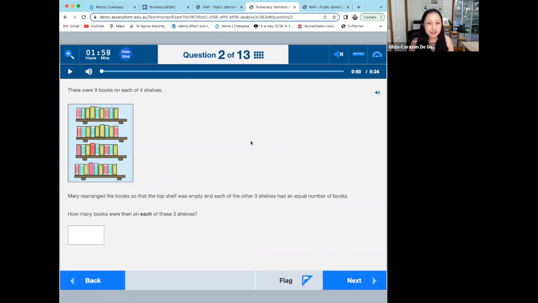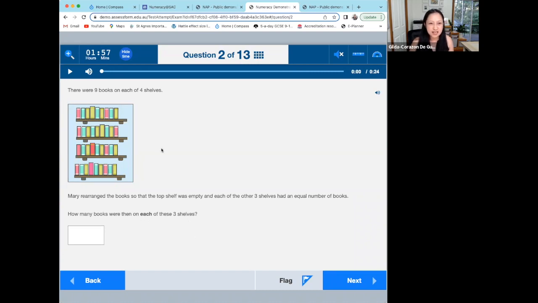All right, so the next question, maybe you say, I can read it myself, but again, that would just be available to you. Okay, so it says here there are 9 books on each of 4 shelves. Mary rearranged the books so that the top shelf was empty and each of the other 3 shelves had an equal number of books. How many books were then on each of these shelves?